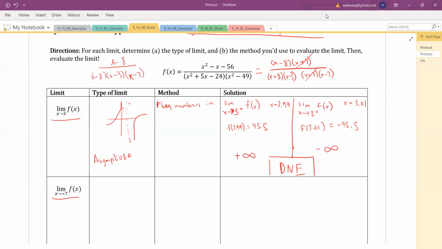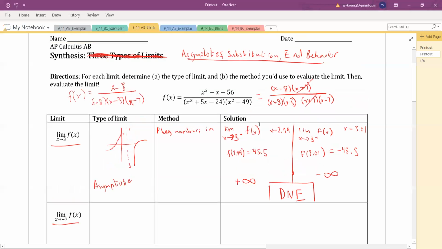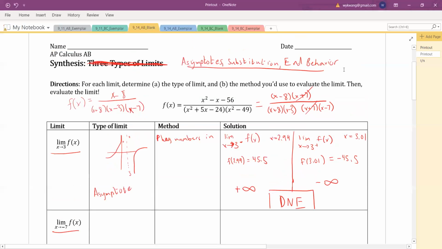Thank you, Kalia. Awesome, thank you. I would like to see a bit more participation in the chat. So for limit of f of x as x approaches -7, and this is our function, right? We simplified our function to this. What type of limit would this be? Would it be an asymptote, substitution, or end behavior?